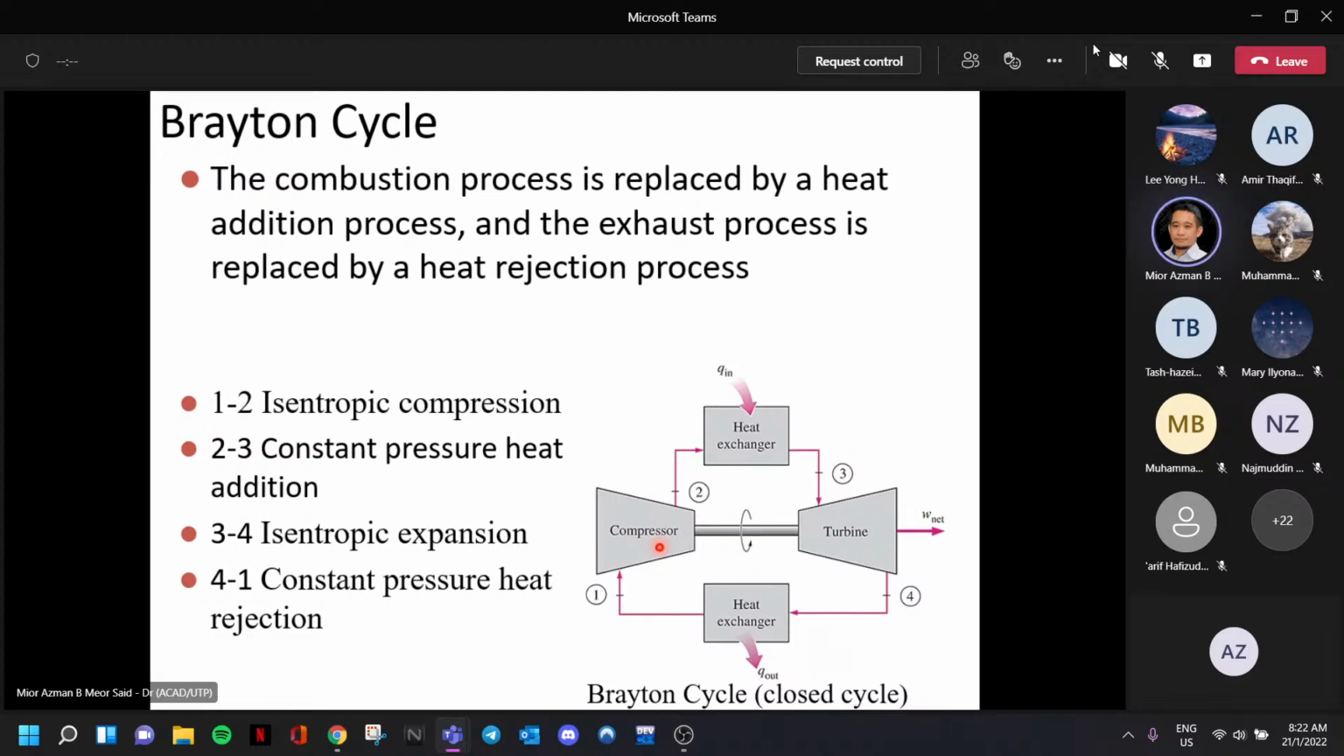So yeah, I have a video. We can show you the mechanism of this gas turbine. How does the relation of this turbine and compressor work together?